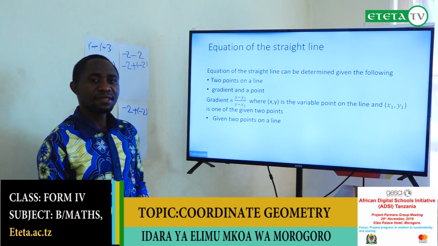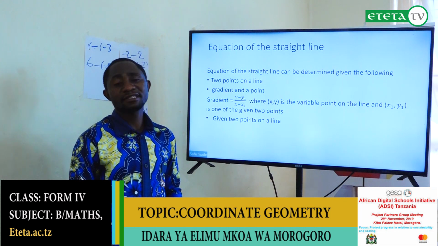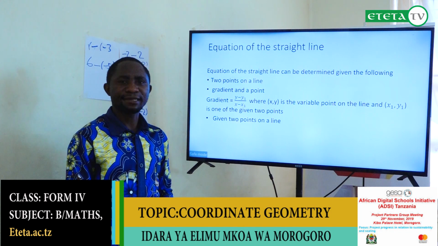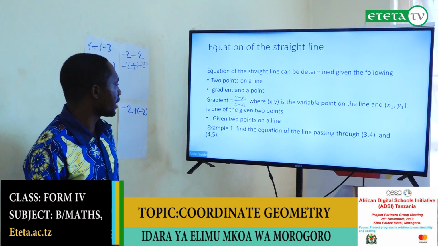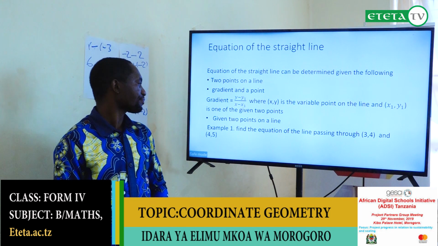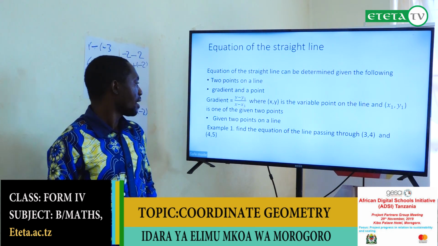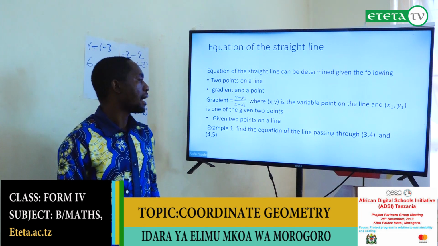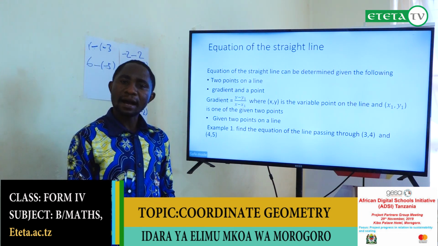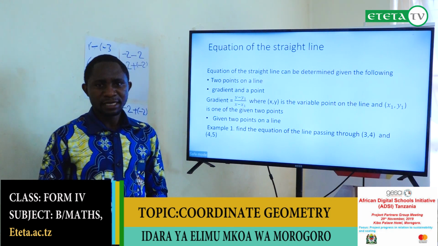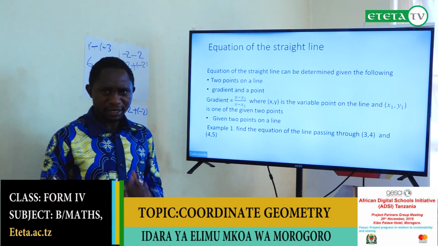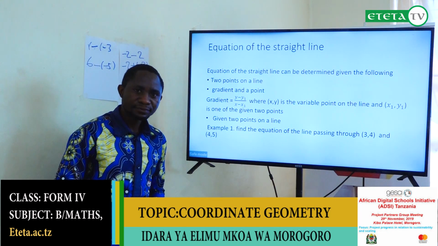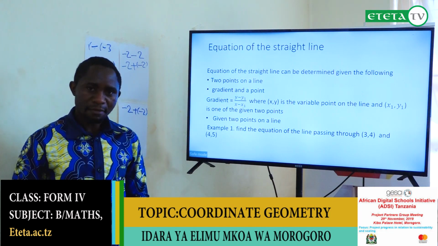Now let us start with the equation of a straight line given 2 points on a line. Now let us look at example 1. Find the equation of the line passing through 3, 4 and 4, 5. Now we are given 2 points on a straight line, 3, 4 and 4, 5.